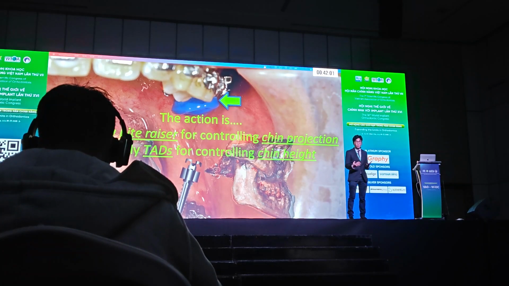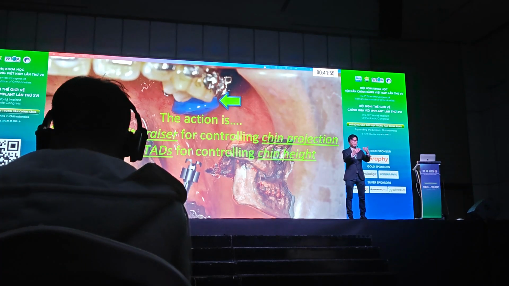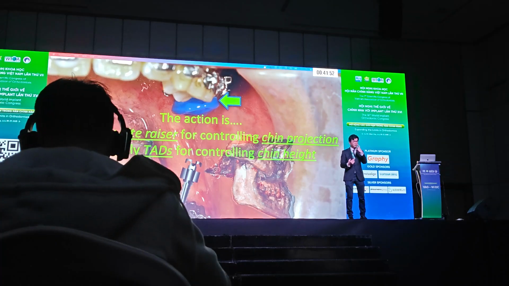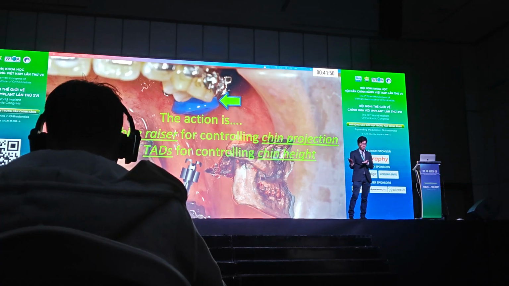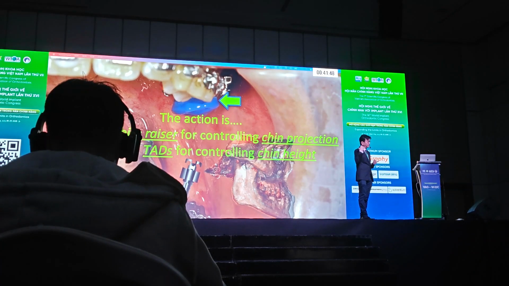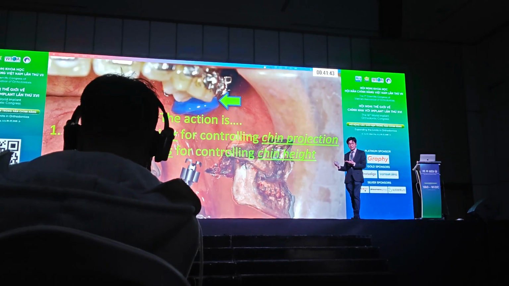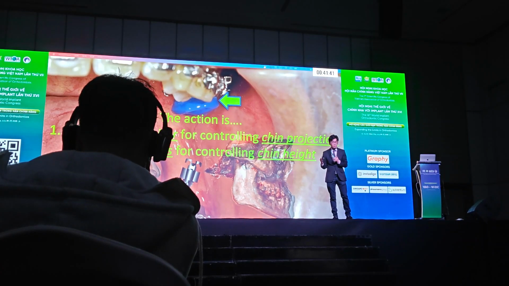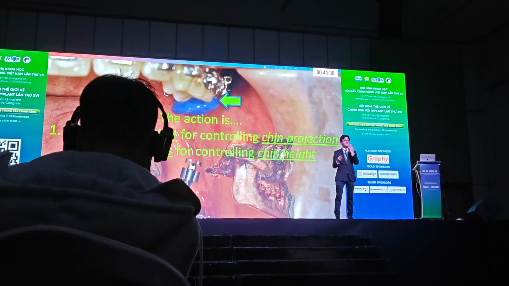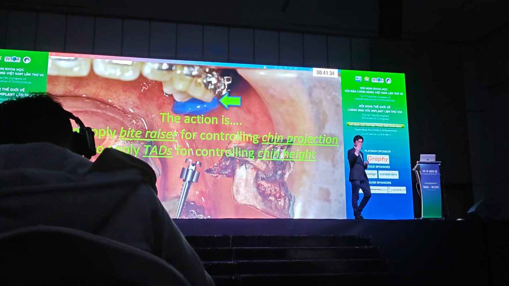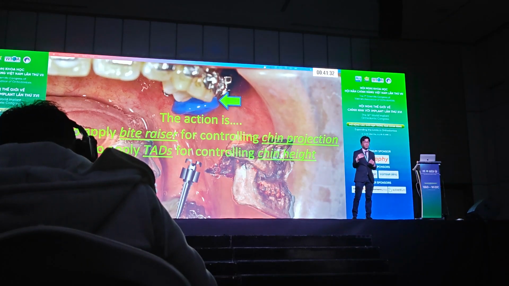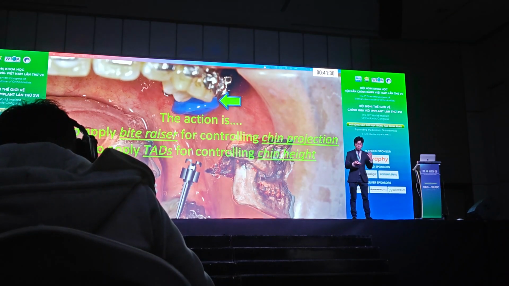Why am I using this? Because my patients always come to me and say, hey, I'm really concerned about the height, the length of my chin. It's not only this way, but also this way, the vertical one. So I consider height as well. So my action would be, because I'm thinking bone-driven, I'm going to use a bite raiser to control the chin projection, back and forth. The second thing is, I'm going to use a posterior bite block to control the chin height. So this is what I'm thinking.